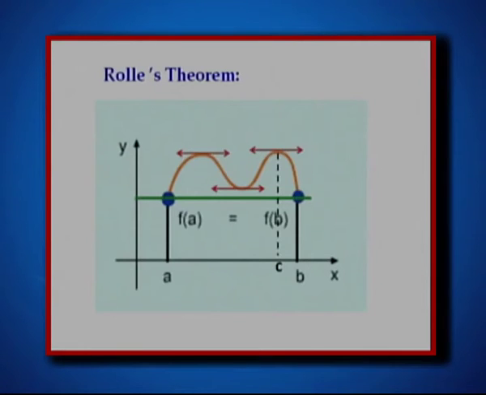So, if a function is continuous in the closed interval, derivable in open interval, f of a equal to f of b, it starts and stops at the same height from x axis, then there is always at least one point between a and b at which the tangent will be parallel to the x axis.